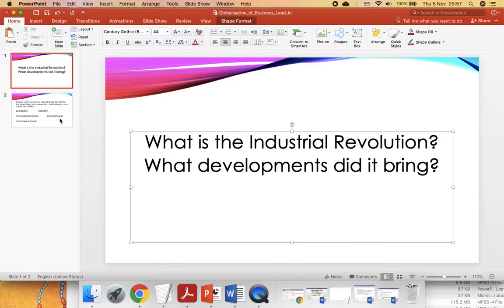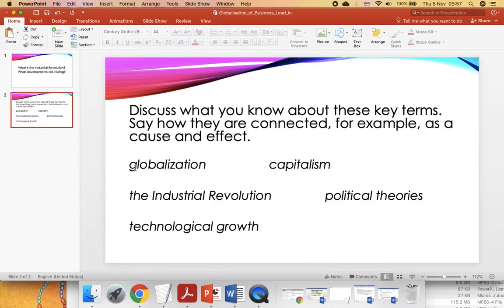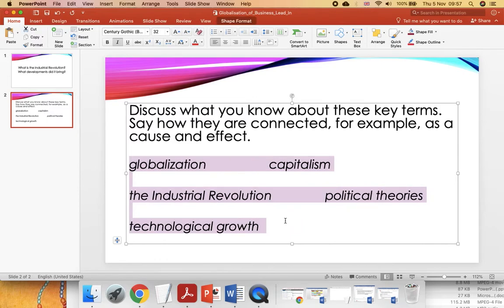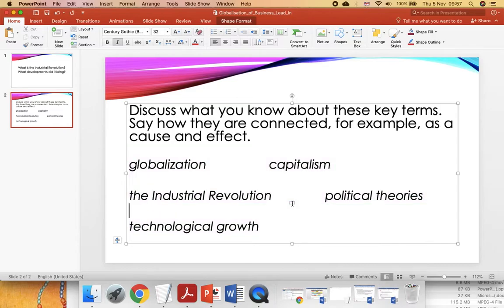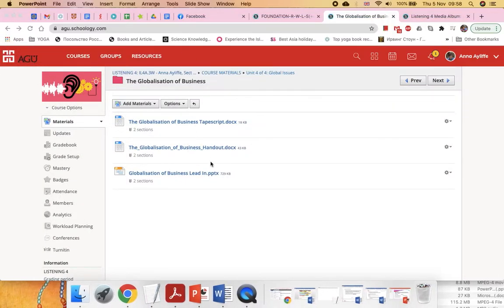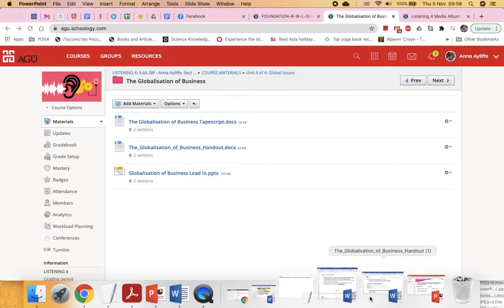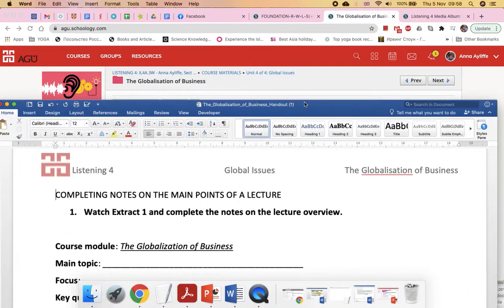And secondly, discuss how these ideas can be connected. Are they connected linearly or as a cause and effect? Globalization, capitalism, the Industrial Revolution, political theories, technological growth. So think a little bit about it. Try to understand every notion. It will help you to work on the lecture. Then download the handout and let's get started.